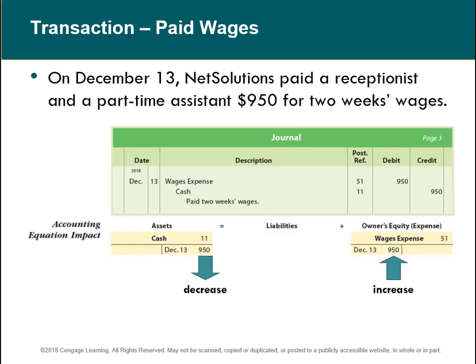Paid a receptionist and a part-time assistant $950 for 2 weeks' wages. Debit wage expense, credit cash. And in the accounting equation, we're decreasing assets and increasing expense, which decreases owner's equity.